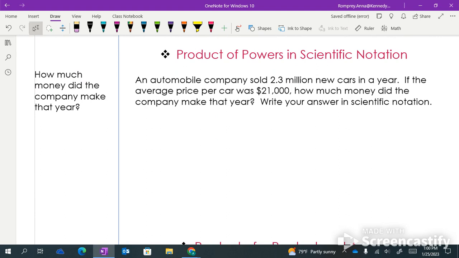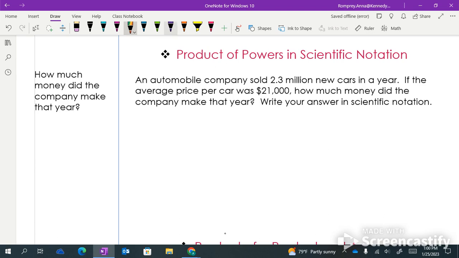Now let's talk about scientific notation, because I have a feeling for some of you it has been a while. We can actually use our product rules when multiplying scientific notation. An automobile company sold 2.3 million new cars in a year. If the average price per car was $21,000, how much money did the company make that year? And they want us to use scientific notation.